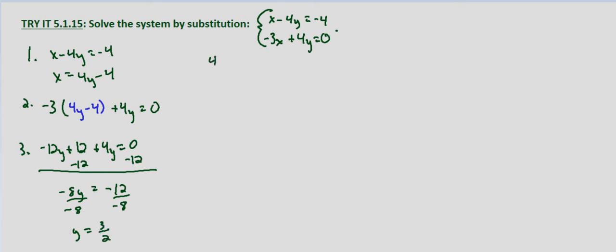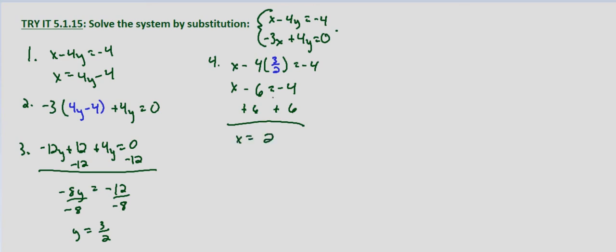Our fourth step, we substitute what we solved for y into either equation. I'm going to use both equations. So x minus 4 times 3/2 equals negative 4. That simplifies to x minus 4 divided by 2 is 2, times 3 is 6, equals negative 4, and adding 6 to both sides, we get x equals 2.